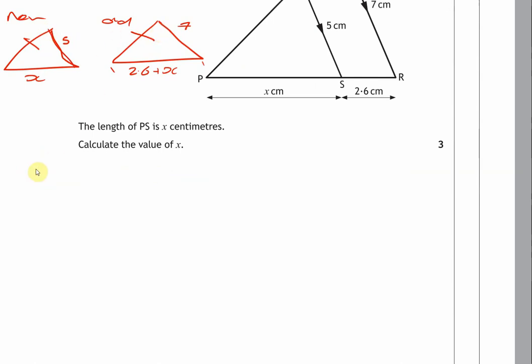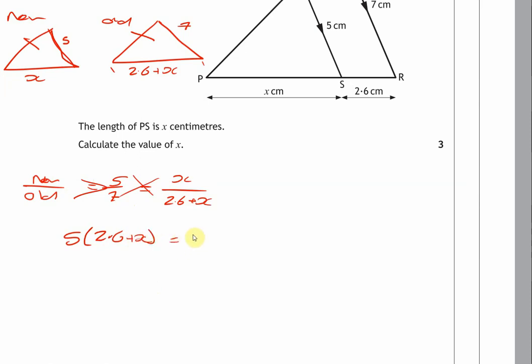So the first thing that we can do is get the scale factor of these two parallel lines, the 5 and the 7. So we know that the new over old is going to be 5 over 7. And that's then going to equal the same ratio between these lengths here. So that's going to be the new divided by the old, so X over 2.6 plus X. So then we can cross multiply these. So we can do 5 bracket 2.6 plus X is equal to X times 7.